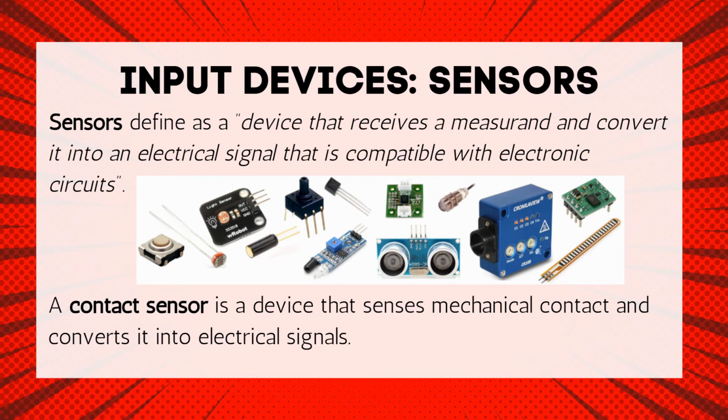Contact sensors or switches. Contact sensors are devices that sense mechanical contact and convert it into an electrical signal. A switch is the most common type of contact sensor. Switches usually have two or more sets of contacts and are designed to have either open or closed contacts when actuated.